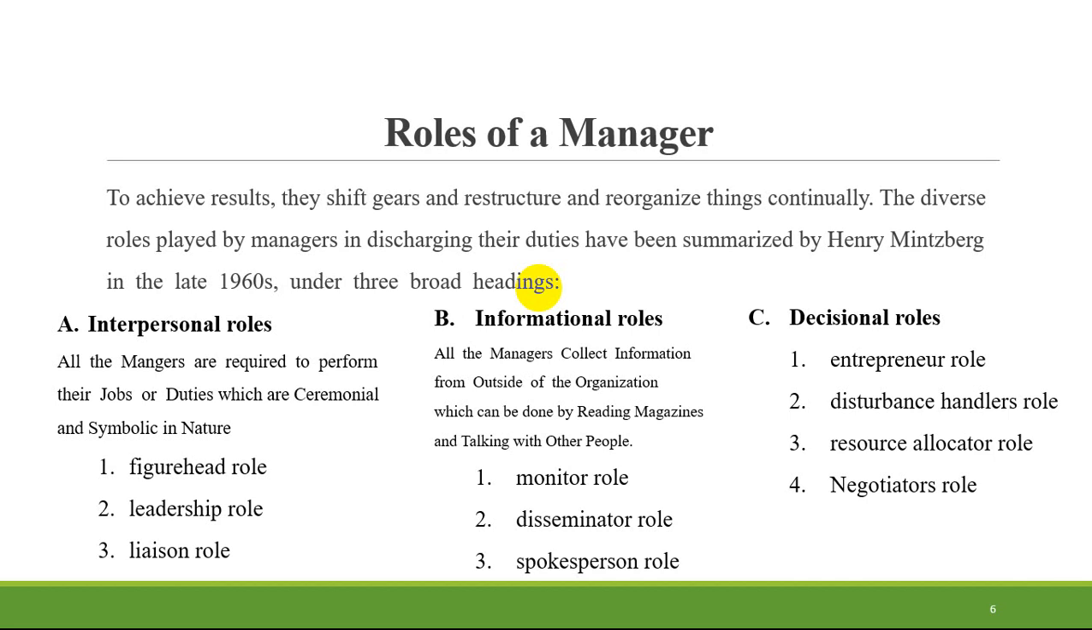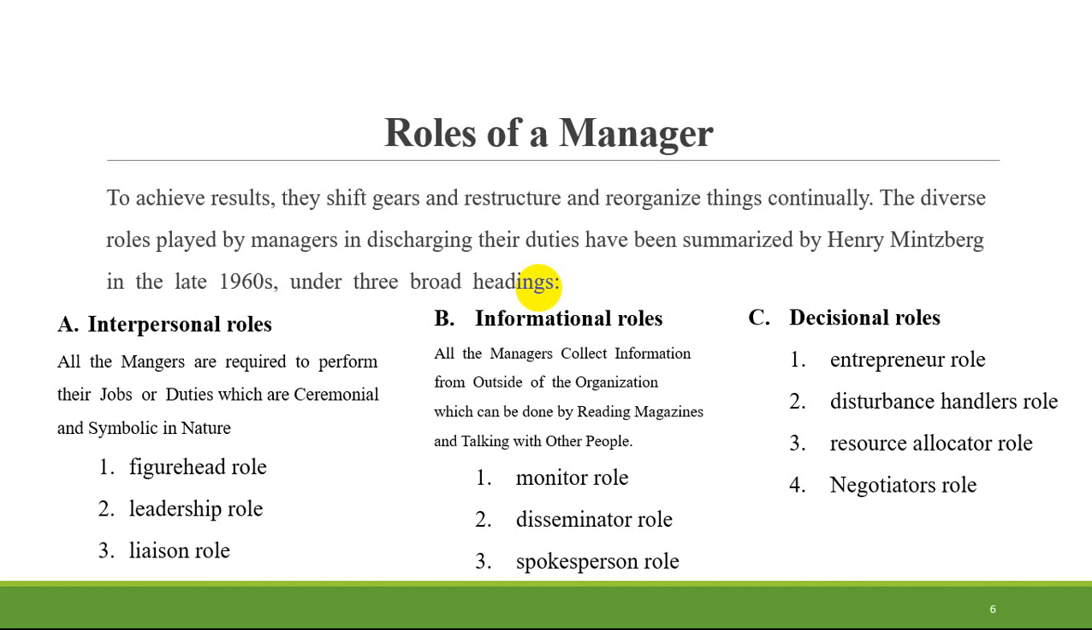And the next one is the liaison role. The liaison role is the role which connects the relation between two organizations. So we are concerned with the relations between two organizations. That is why we check your companies and review what other companies will do. That is what we have under the interpersonal roles.